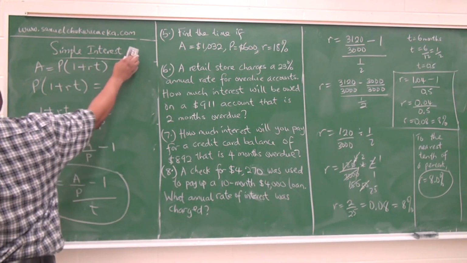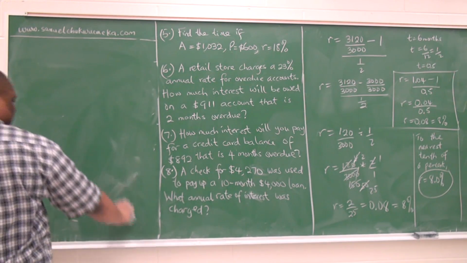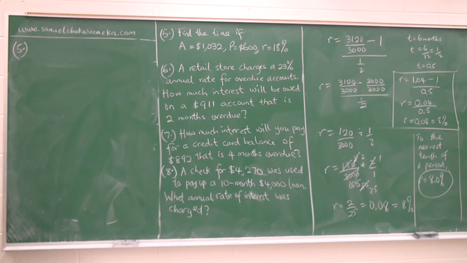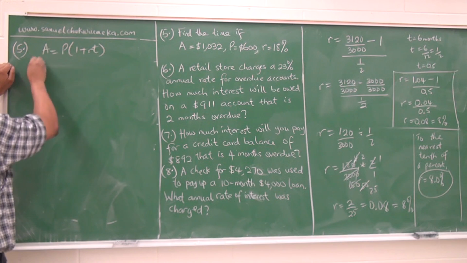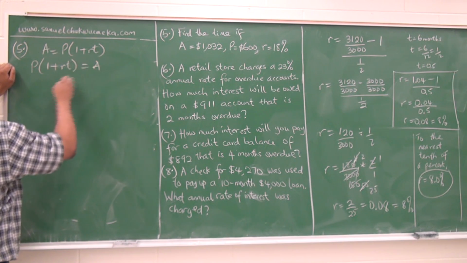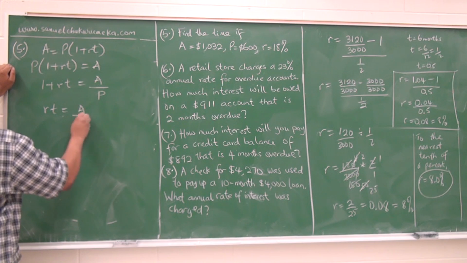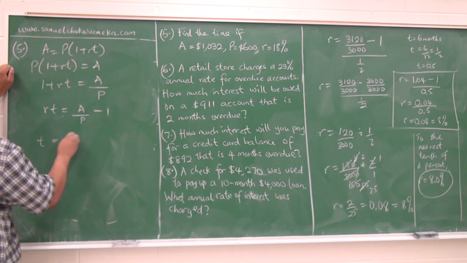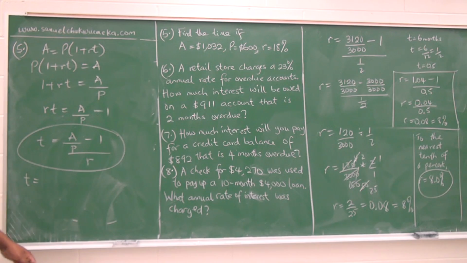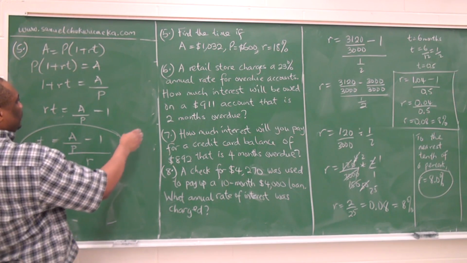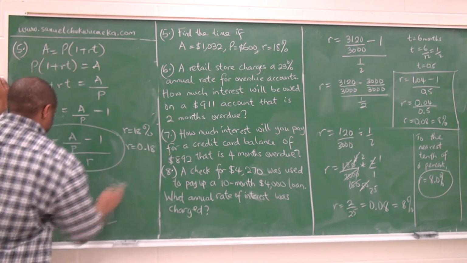Let's finish up number 5. Find the time with this. Okay, time. Now A is equal to P times 1 plus RT, right? So P times 1 plus RT is A. So 1 plus RT will give us A over P. Then RT will be A divided by P minus 1. So our time will be A divided by P minus 1, all over R. That's our time. So T will be, okay, our R is 18%, which is 0.18.